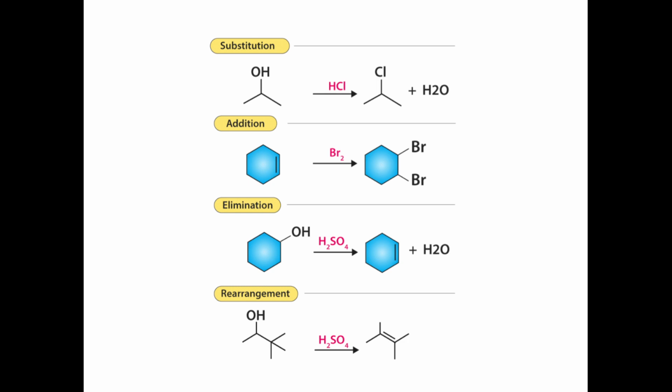In elimination reaction, the OH group, when it reacts with a sulfuric acid molecule, eliminates a molecule of water, resulting in the production of an unsaturation in cyclohexanol. While in rearrangement, there is a rearrangement in the substitution as well as elimination and addition as well.